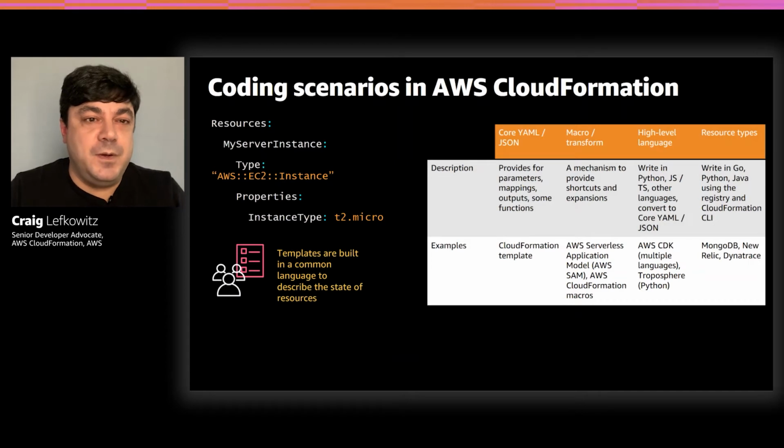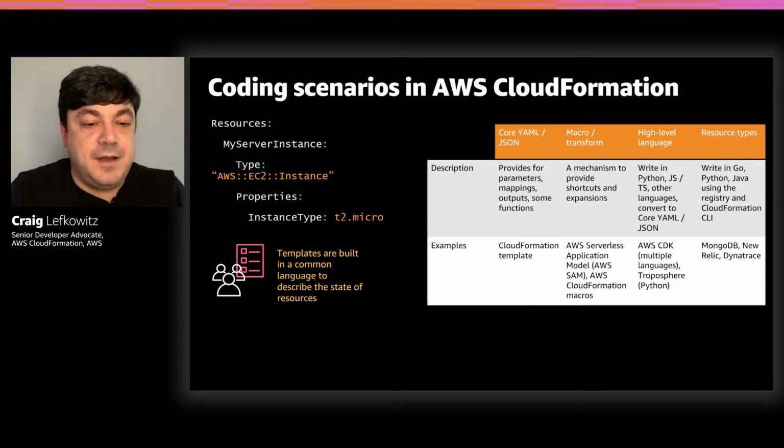So let's focus on some coding scenarios. CloudFormation templates are written in YAML or JSON, and they come with a core set of functionality: parameters, resources, mappings, and outputs. You also have the ability to author macros in order to provide abstractions and shortcuts. The Serverless Application Model, or SAM, is a great example of this. You can also provision resources in CloudFormation using popular coding languages such as Python or Go, using the AWS Cloud Development Kit, or CDK.